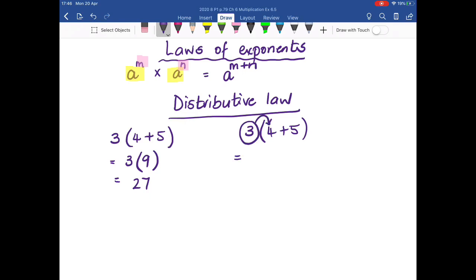So now, in between here, we have an invisible multiplication sign. So I'm going to say 3 times 4 is 12. I've got plus 3 times 5. Remember, signs, numbers, letters. So a plus multiplied by plus is plus. 3 times 5 is 15. If I add those two together, I get 27. So the distributive law, this is what we are going to be using in algebra.